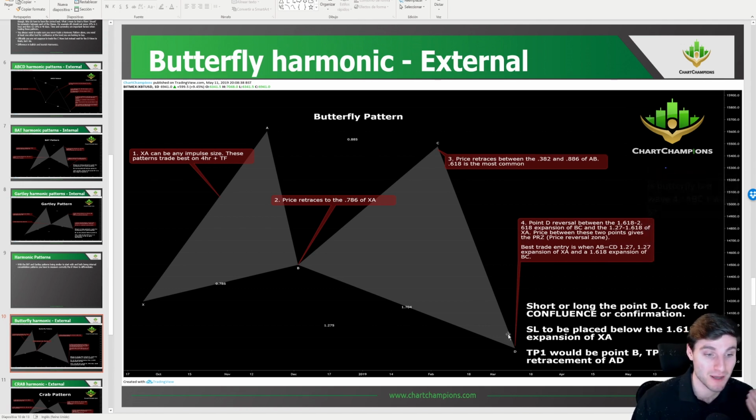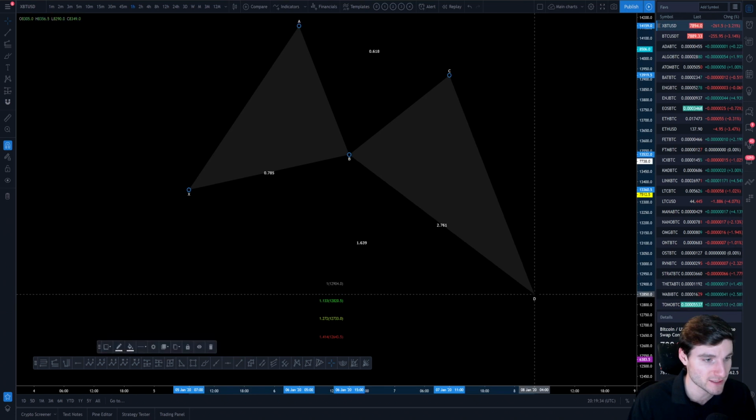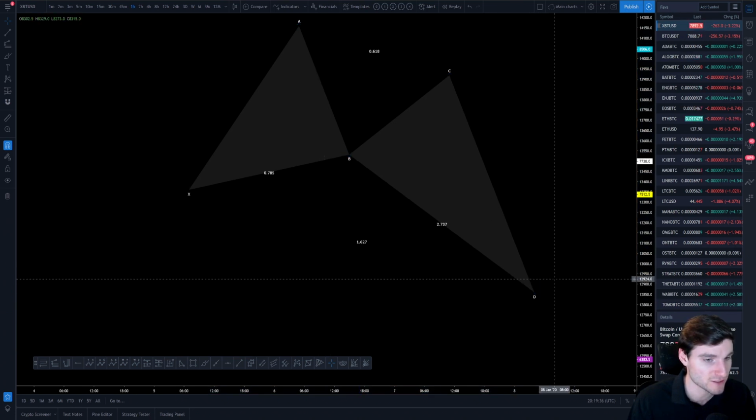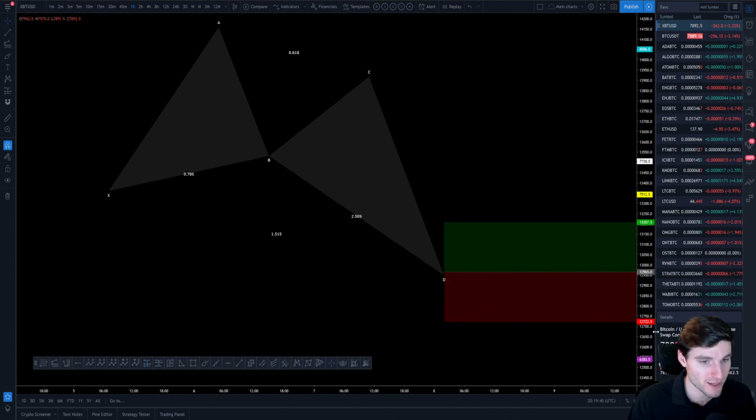Apologies. But essentially, once you've seen that confluence at point D, you would be looking for a long position, because point D is at the lows. This is a bullish butterfly harmonic pattern. So you'd look for the confluence here and confirmation of entering a long position, and your take profit one would be point B. Let's say we are entering in, let's say this didn't go quite so heavy, and let's just put it here, and we were entering a long position.